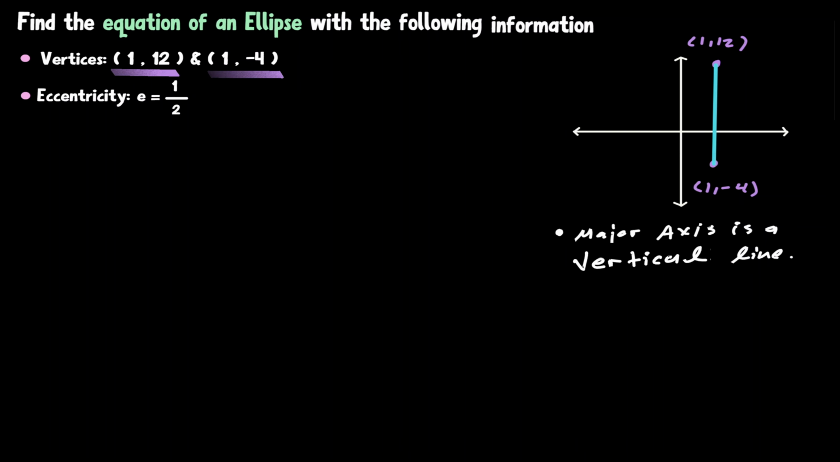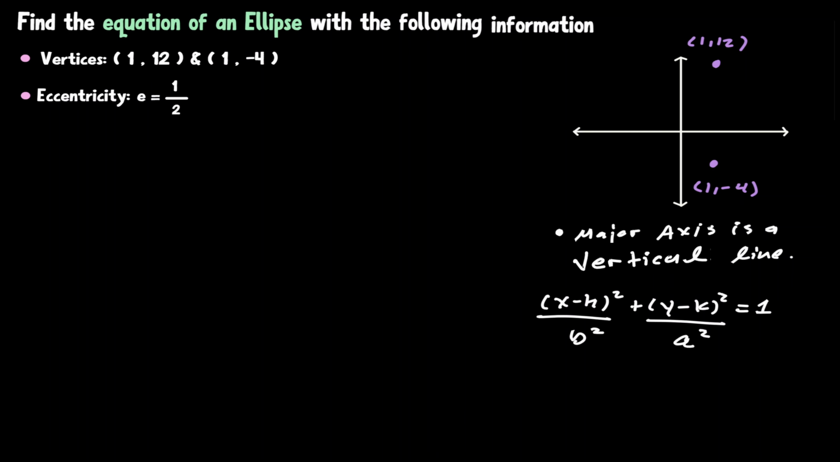So now we can choose which equation of an ellipse we're going to be using. Let's use one where the value of a is the denominator of the term where the y is being squared. And therefore the denominator of our first term must be b squared. So now let's look for the information that we need to properly define this equation.